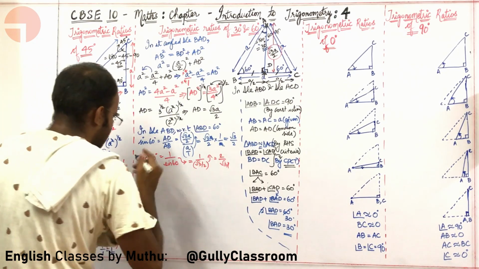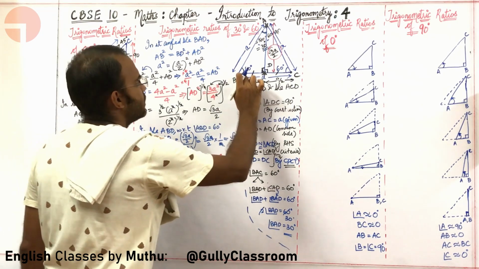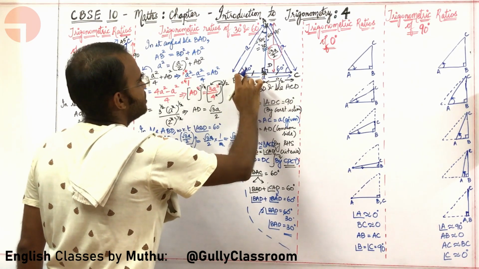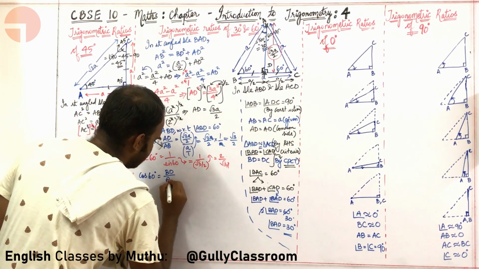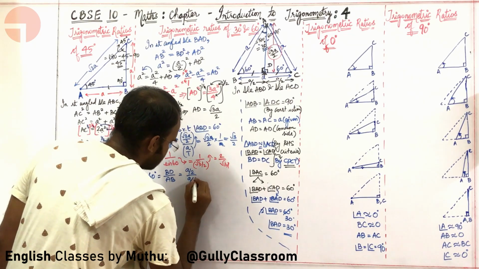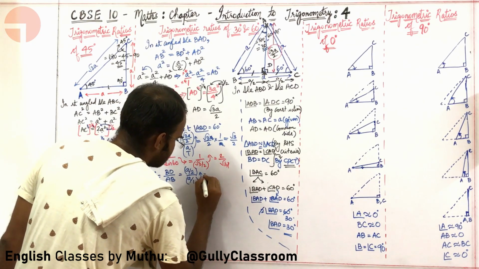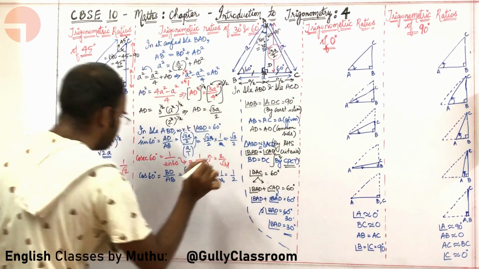Cos 60, let us check the triangle. With respect to this particular angle, 60 degrees, cos is adjacent side by hypotenuse, which is BD divided by AB. What is the value of BD? BD is nothing but a by 2. AB is a by 1. So a by 2 into 1 by a, and a will get cancelled. I will simply get 1 by 2.